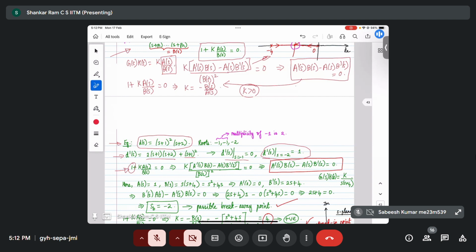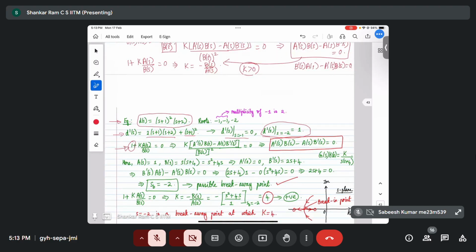Some will write the same equation as B'(s)A(s) minus A'(s)B(s), which is how it would be written in the notes and many textbooks. It's the same equation, we have just taken the factors to the other side. I hope it's clear how we got this formula. Now let's apply it to our example.